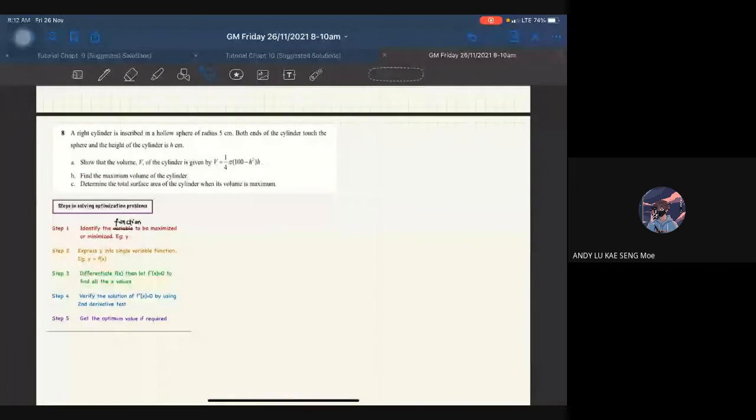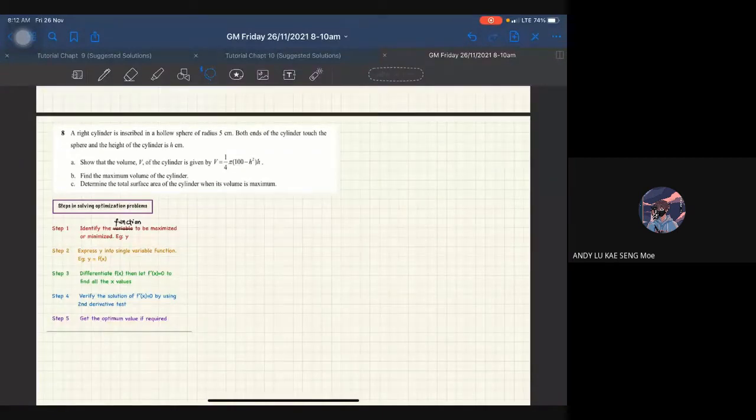Okay, so jom, 8E. A right cylinder is inscribed in a hollow sphere. So kita ada satu sphere and then ada satu right cylinder. Cylinder bahasa Melayu dia cylinder juga. So cylinder dia termasuk dekat dalam sphere. Kalau ikutkan dekat situ, radius of the sphere is 5 cm.